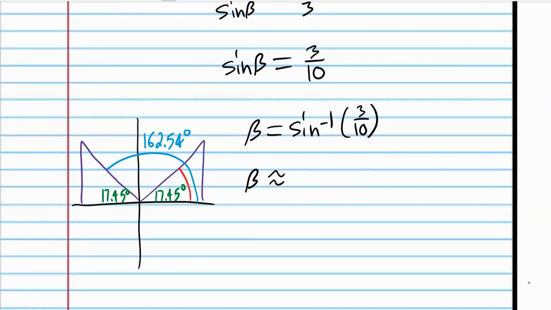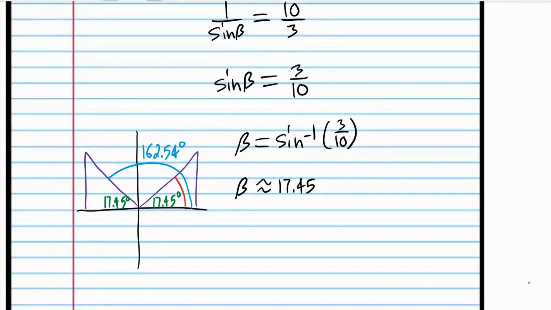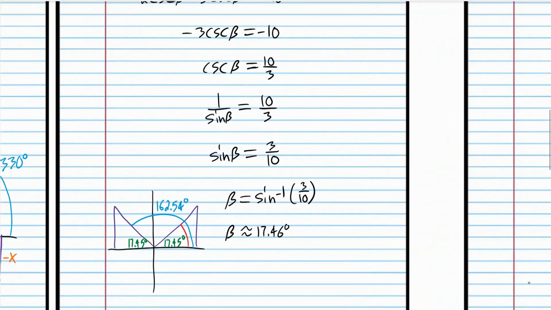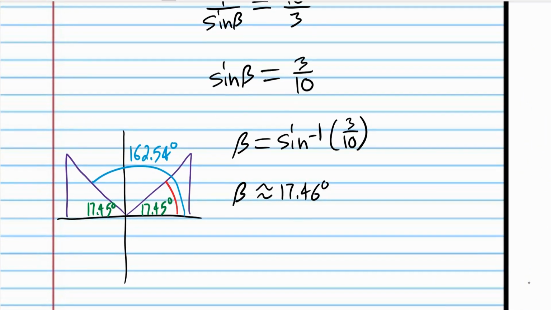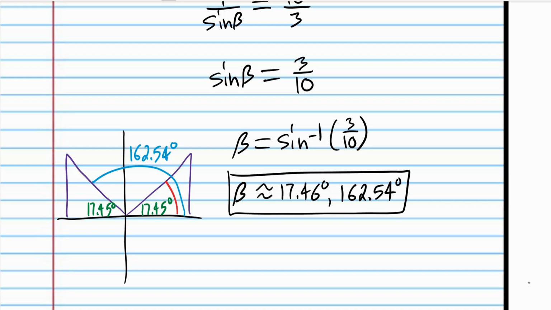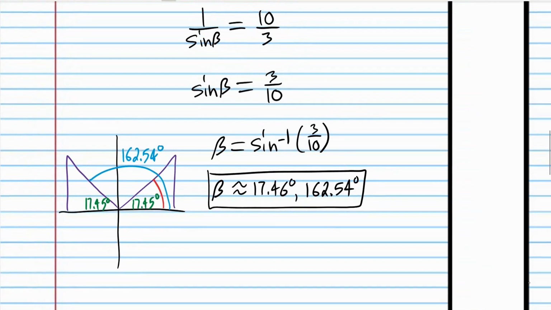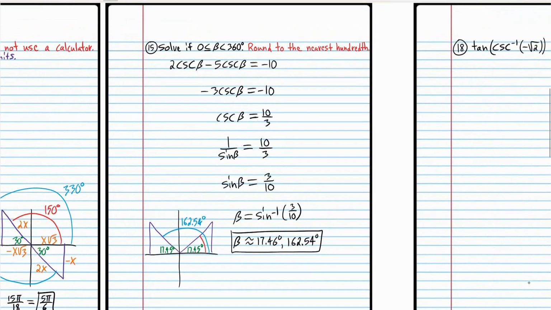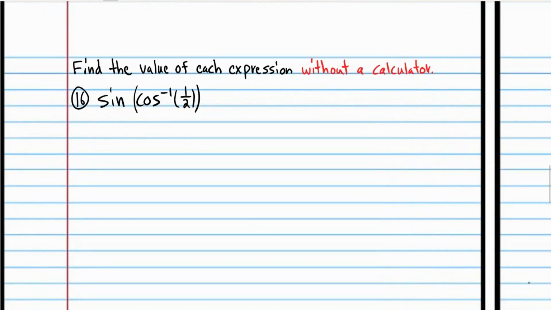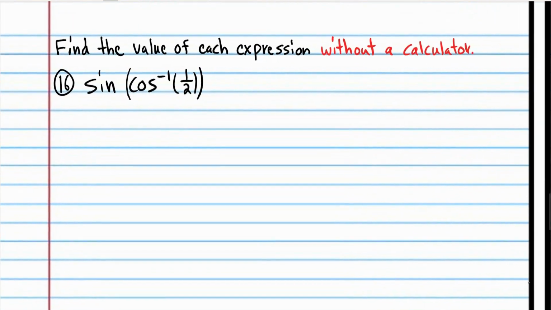So beta can be 17.45, actually 17.46 if we round up. Again, it says round to the nearest hundredth. Or it can be 162.54. So there you go. If you got those solutions, excellent. Okay, go ahead and try number 16, and when you come back, we'll do it together.